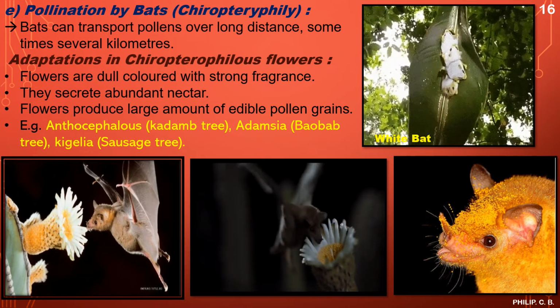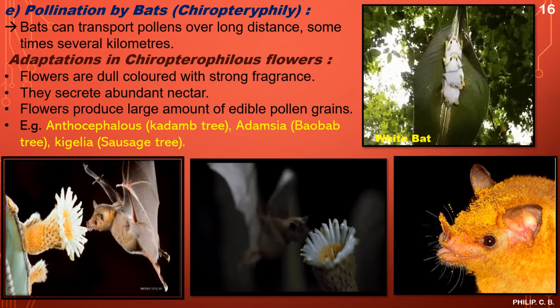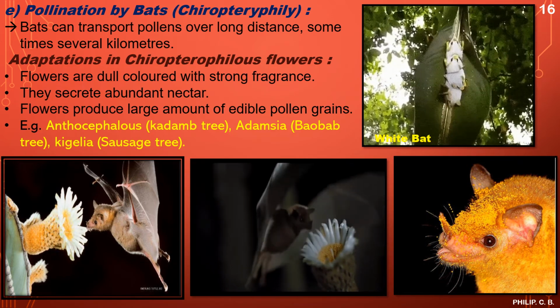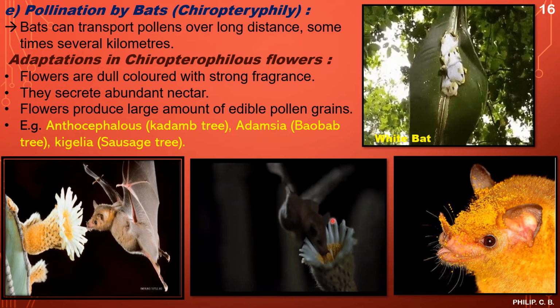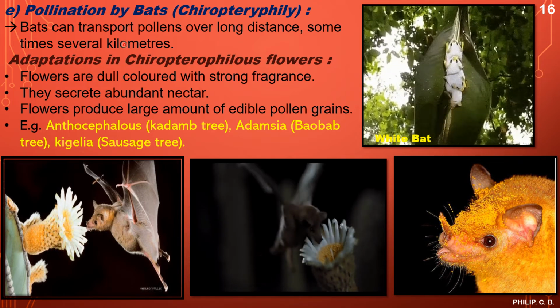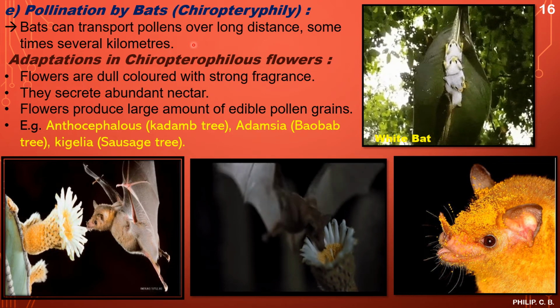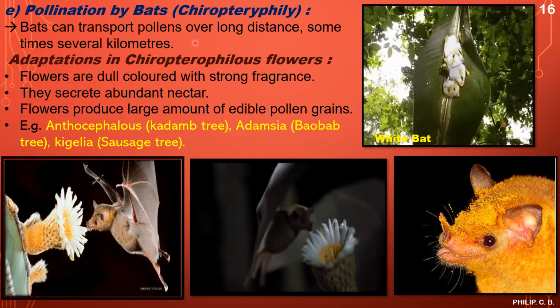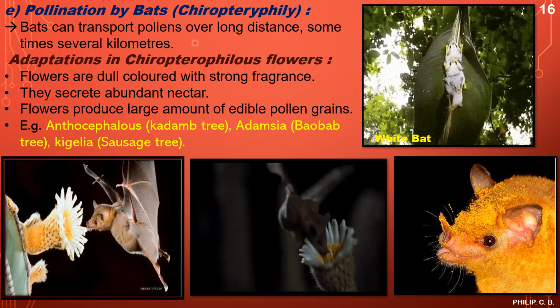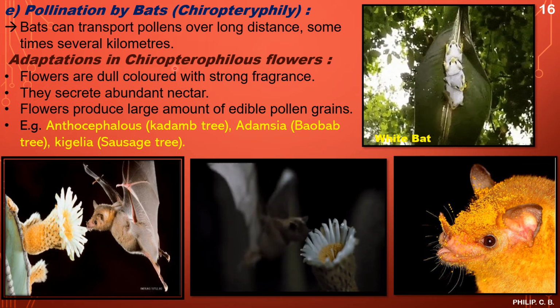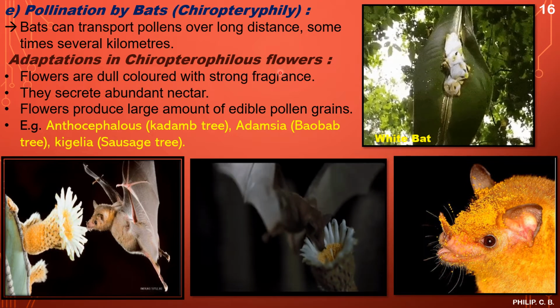Moving further, the next type is pollination by bats, that is Chiropterophily, or bat pollination. Bats can transport pollen grains over a long distance, sometimes several kilometers. As they pollinate, they go to trees which are usually at a longer distance, so they can travel several kilometers. What are the adaptations in Chiropterophilous flowers?